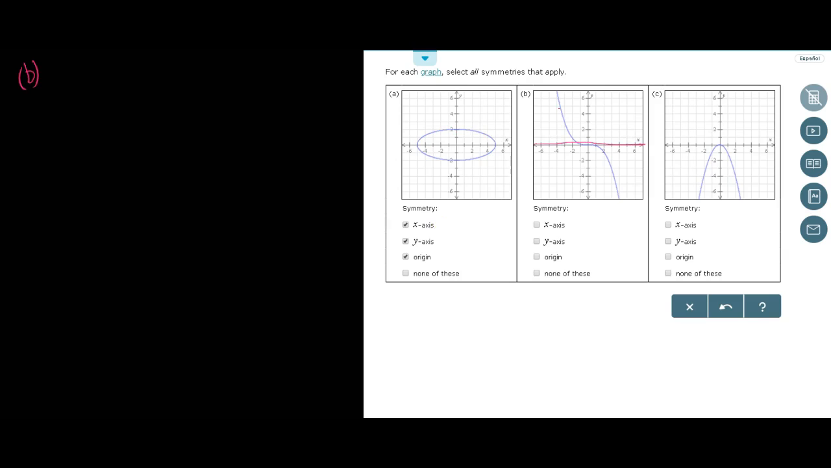The second graph has no symmetry with respect to the x-axis. There is no reflection of the left half below the x-axis. Similarly, there is no reflection across the y-axis of the part of the graph in the second quadrant. So there is no symmetry.